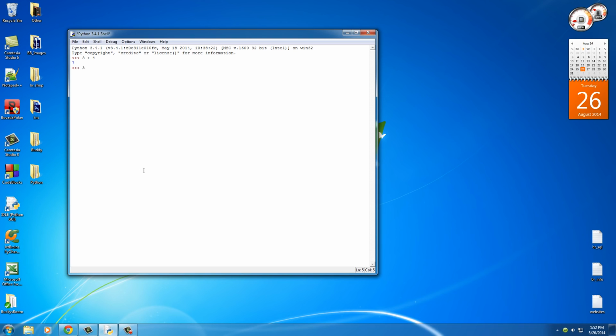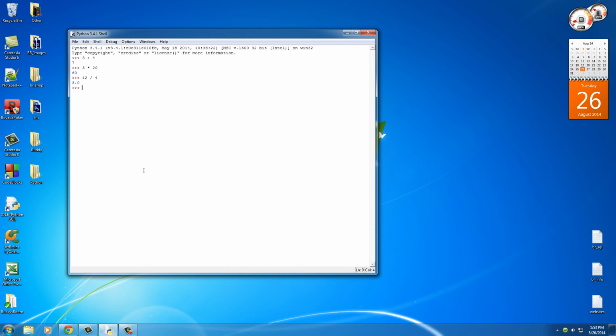Whenever you want to multiply two numbers, you use the asterisk, which is above the 8 on your keyboard. Then you can just do 3 times 20. Easy enough. Now whenever you want to divide, you use the forward slash. So 12 over 4, 12 divided by 4 equals 3.